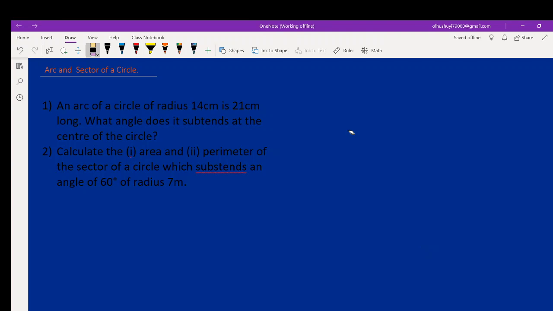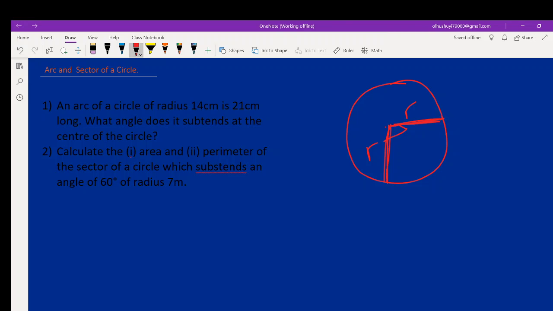Today we talk about the arc and sector of a circle. A circle has a lot of properties, and two of them are the arc and the sector. Let me illustrate that. You have a circle. This is the radius of the circle, and these are the radii drawn again. This is a radius, another radius.